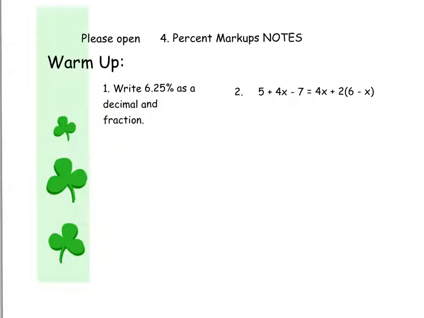To begin today's lesson, we have our warm-up, and the first one tells us to write 6.25% as a decimal and fraction. And note that currently it is a percentage, it is not a decimal. But to make it into a decimal, remember we have to take 6.25, our percentage, and we move our decimal spot 2 places to the left, because that's like dividing by 100. And so we end up with 0.0625.